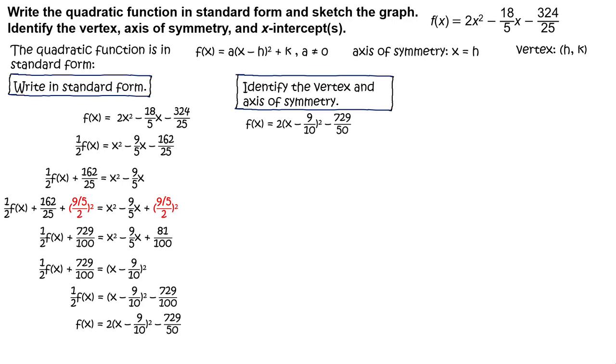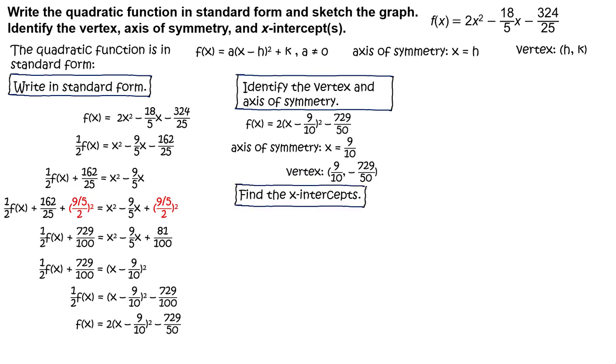First, write the quadratic function in standard form. f(x) = 2(x − 9/10)² − 729/50. The axis of symmetry is a vertical line with equation x = 9/10. The vertex is the point with coordinates (9/10, −729/50). Now you're ready to find the x-intercept.